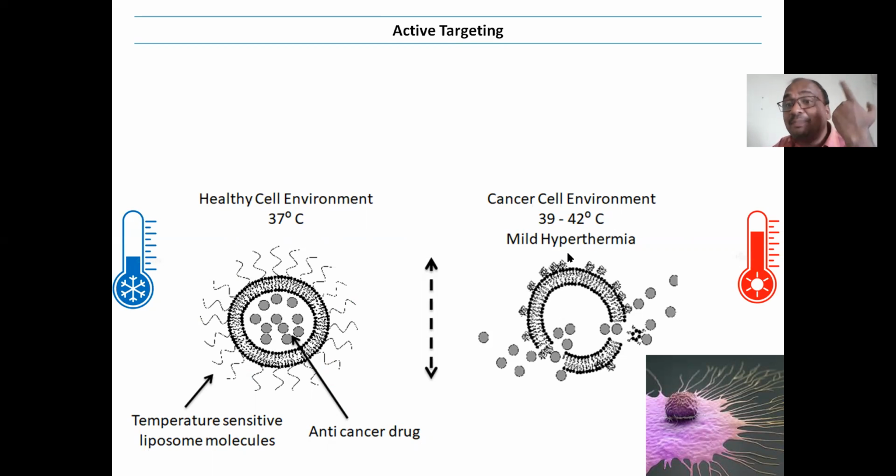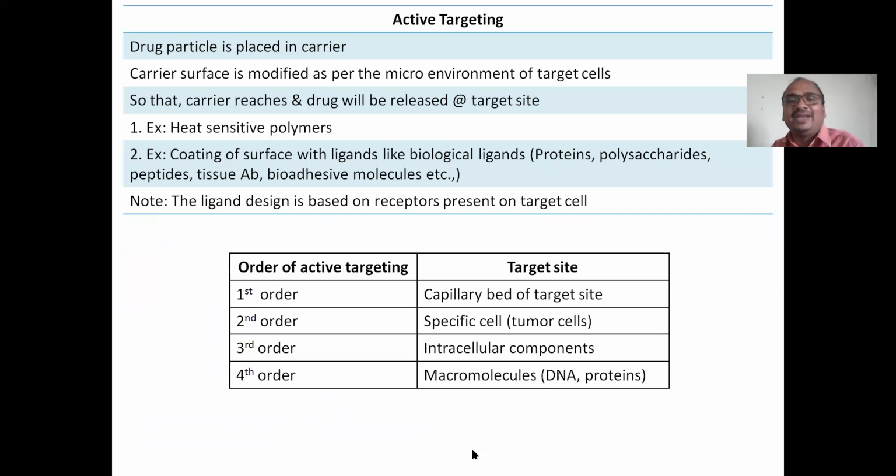So mild hyperthermia. This is a cancer cell, not an egg omelette. Don't think it is an egg omelette. It is a cancer cell, man. It is very dangerous. So what happened here? The liposome we have modified in such a way that it is thermosensitive, where there is a high temperature like 39, it will become loosened and inside it releases the drug particle into the environment. This is called active targeting. We are doing modifications to the carrier.